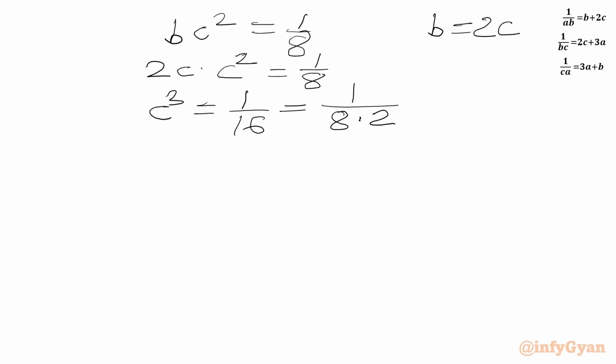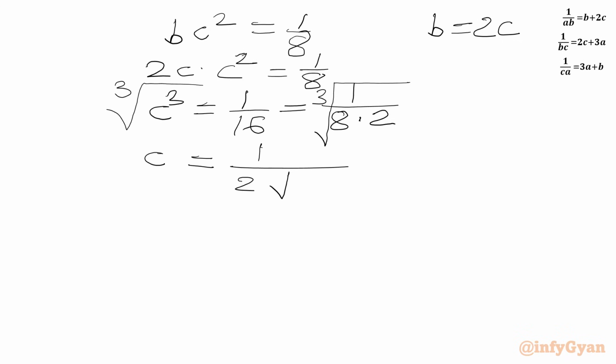Now we will take cube root on both sides. This side also we will put cube root. So C will come out. Cube root 8 is 2. So we will write 1 over 2 times cube root 2 is our C.